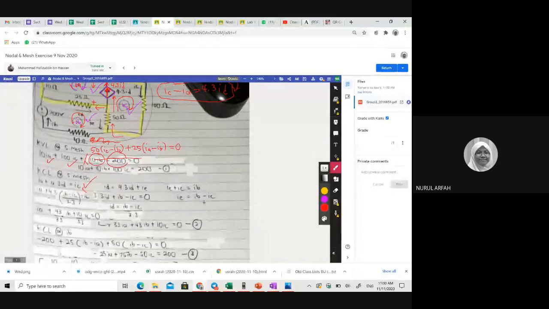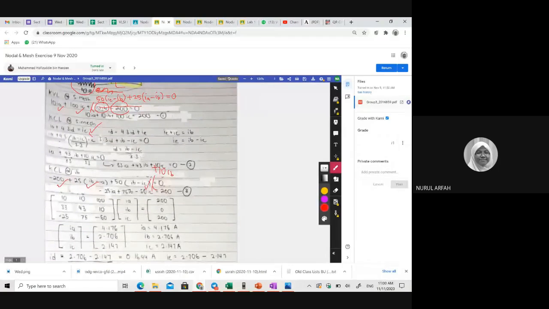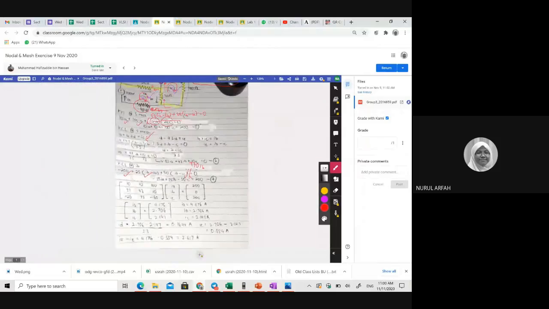Okay, madam. Okay, for IB here, yes, you have a minus 200 and then you have a 25 ohms IB minus IE, yes, correct. And then 50, IB minus IC, yes, correct. But you forget this part, 10 ohms. So over here plus 10 IB equal to 0. Okay, make sure everything is correct and then you will get the answer.